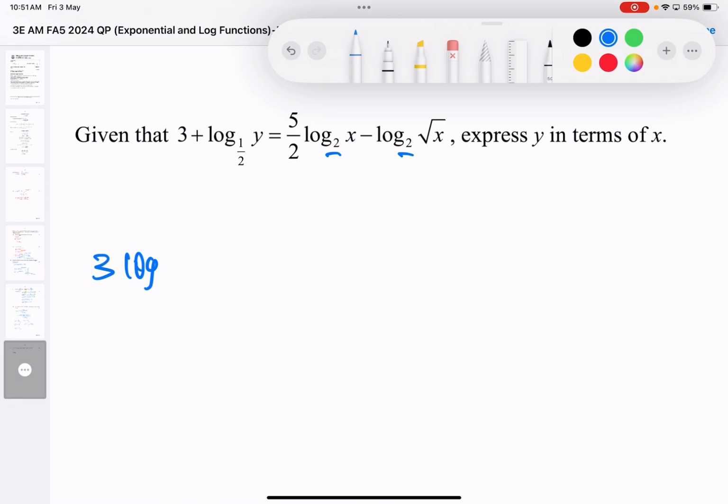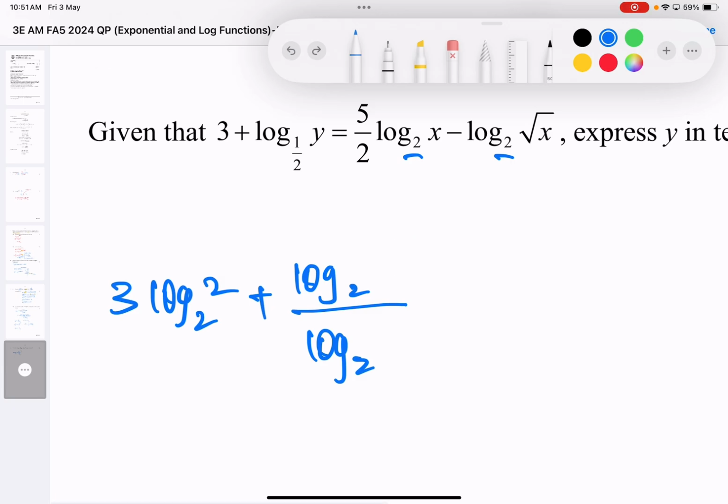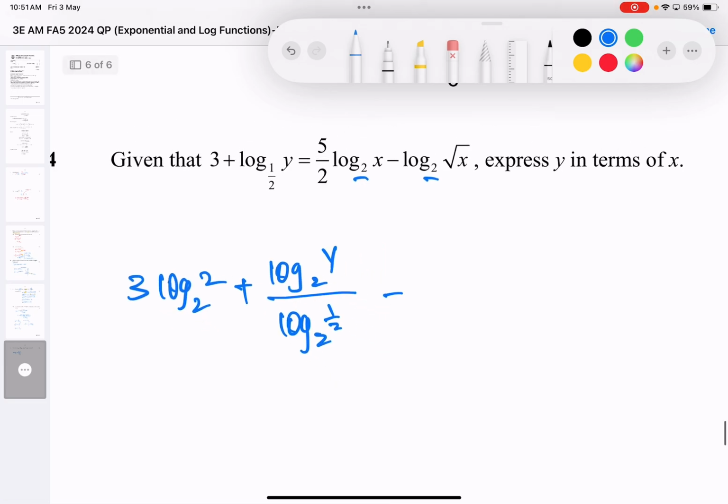3 can be written as log what? Base 2, what do I put here? 2. Okay? Plus change of base. Change of base formula means I need to change it to base 2. So it will be log 2, it will be a fraction. What do I put up here? Half. Why? Okay, then what do I put down here? Half. Okay? So equals to this, 5, I can bring it up.